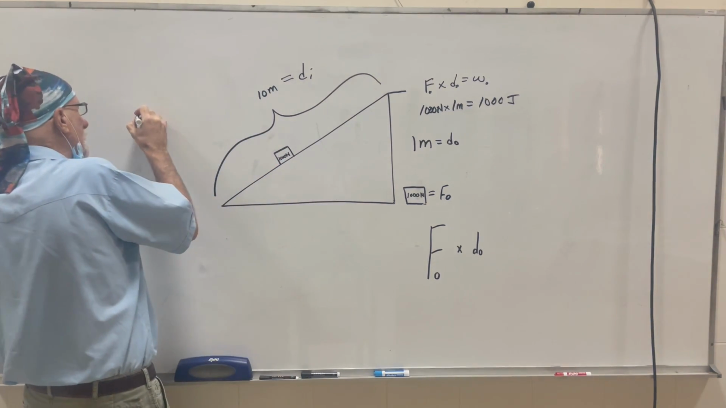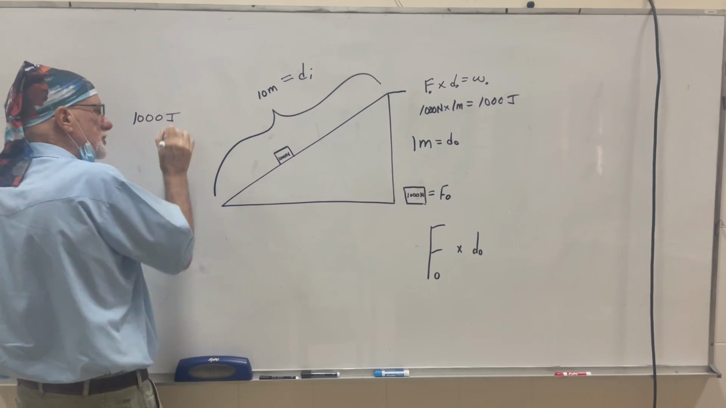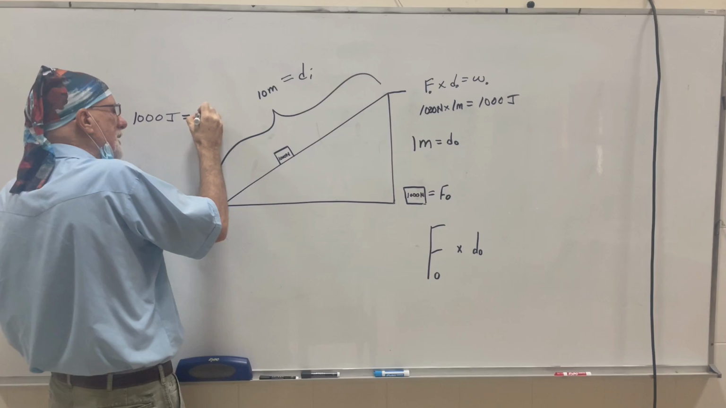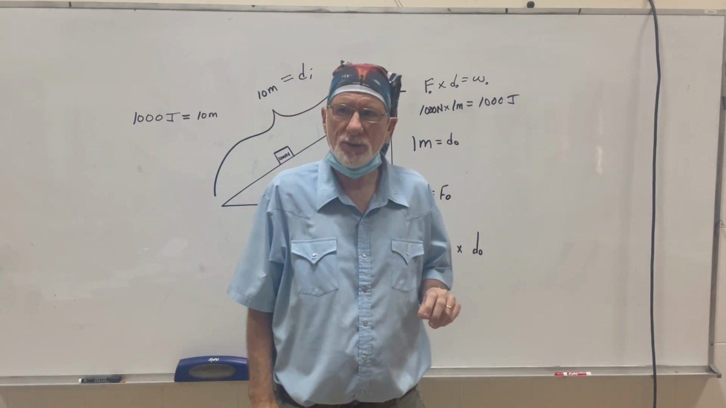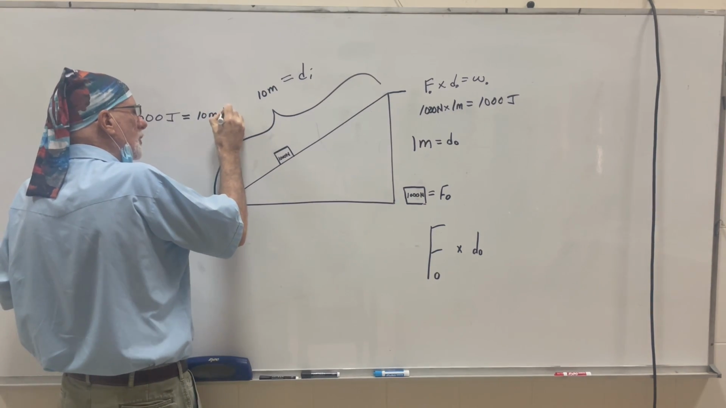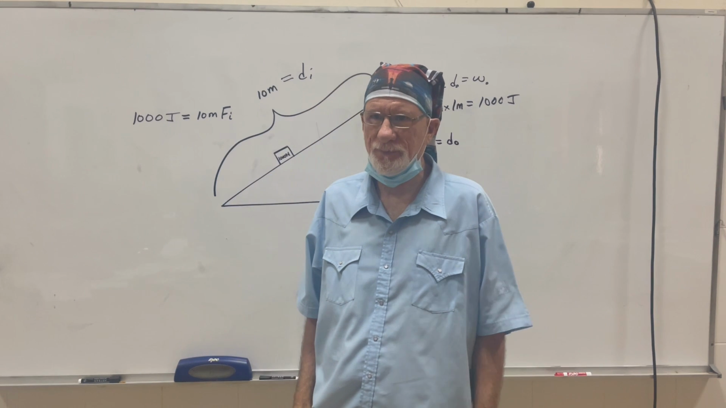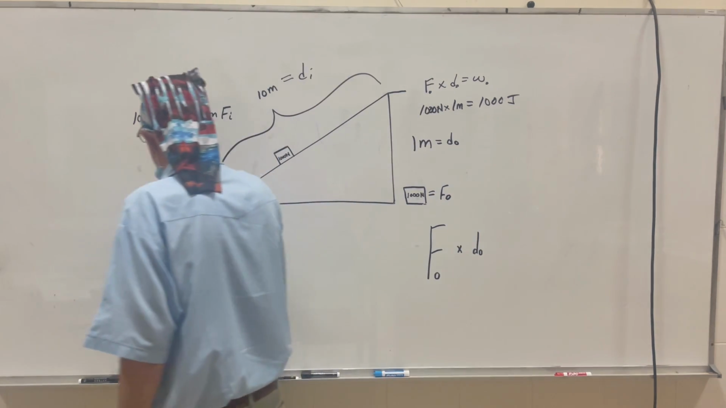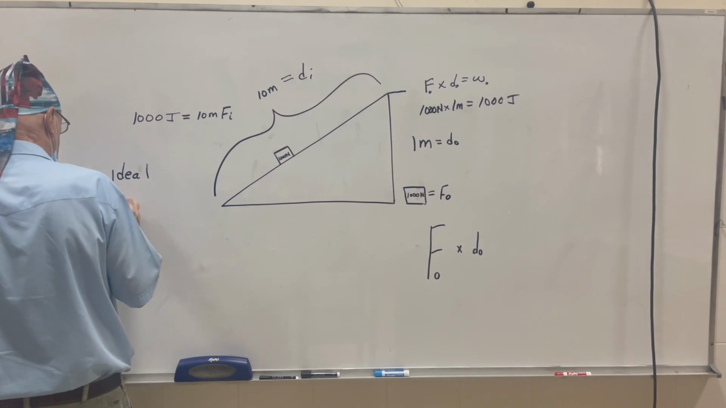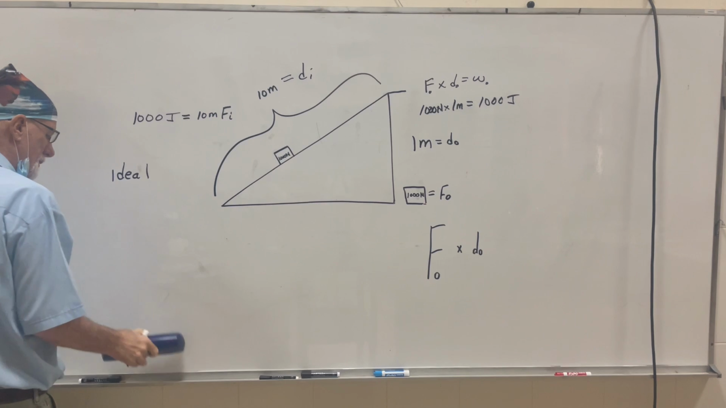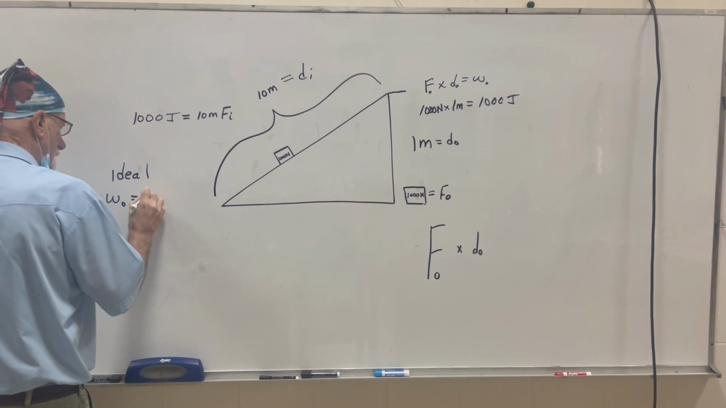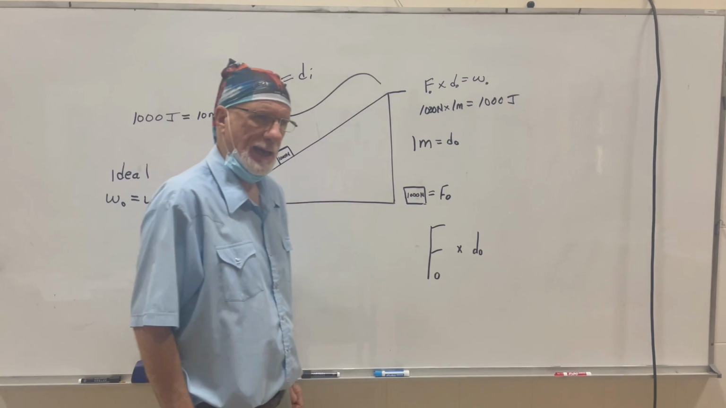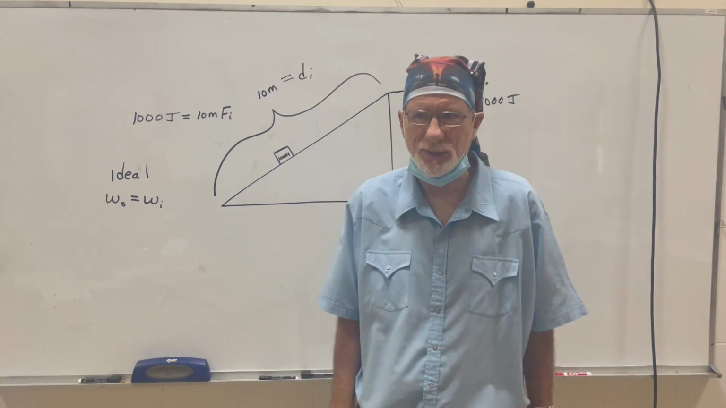So, if I say to you the work is 1,000 joules, okay, and I know that the distance is going to be 10 meters, what force am I going to use? What force am I going to use? In other words, what's my input force? Ideally, work output equals work input. That's all you have to know right now. We're simply starting this process by looking at ideal conditions.